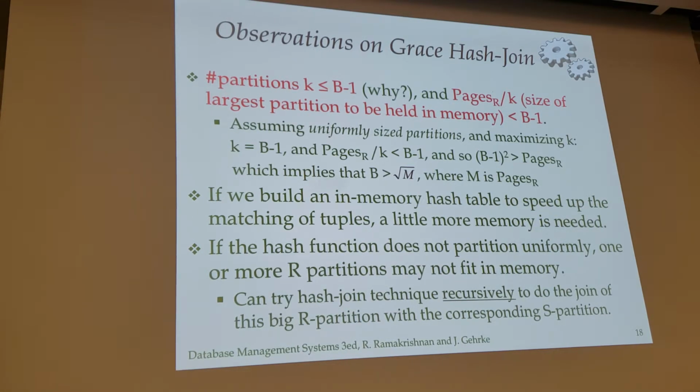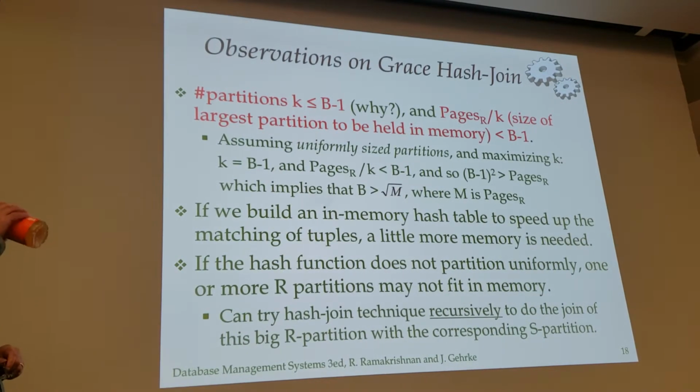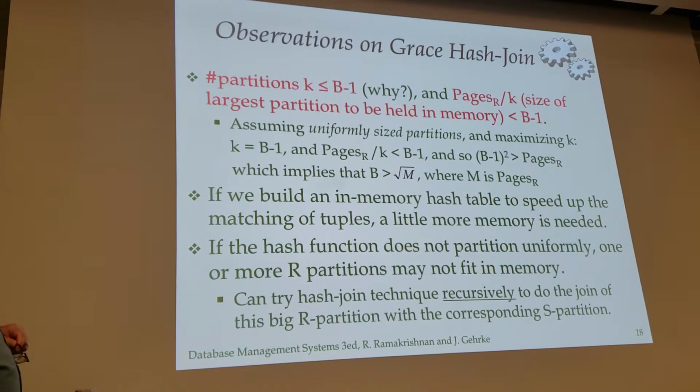Now, you had a question. Yeah, I'm confused about why the number of partitions k is both equal... if the number of partitions in total and the size of the largest partition are the same value.